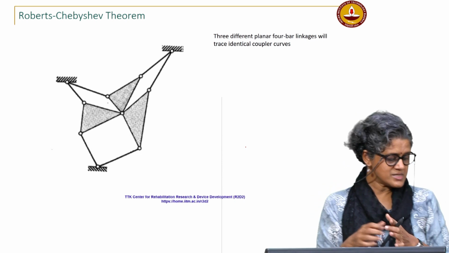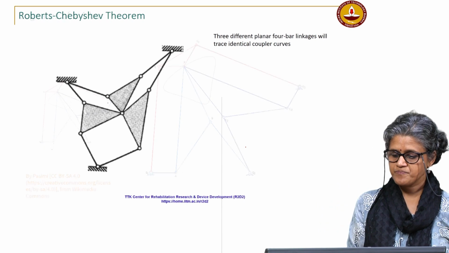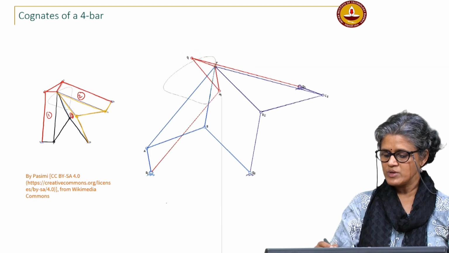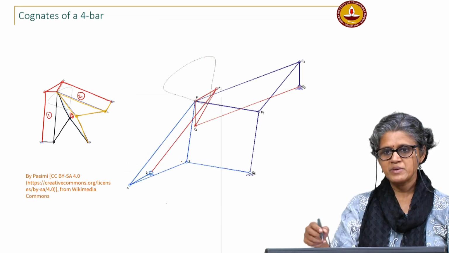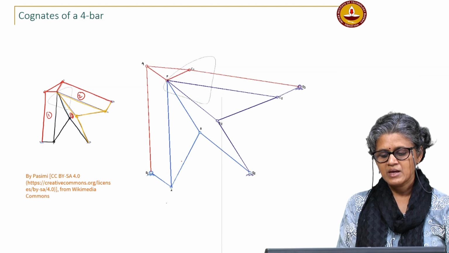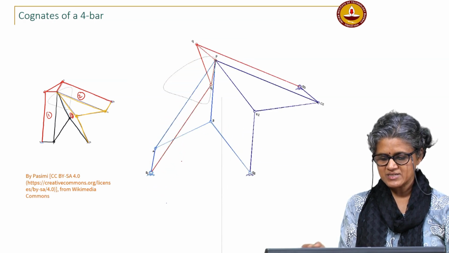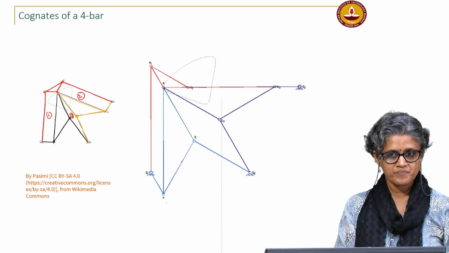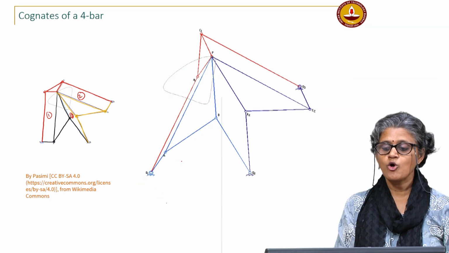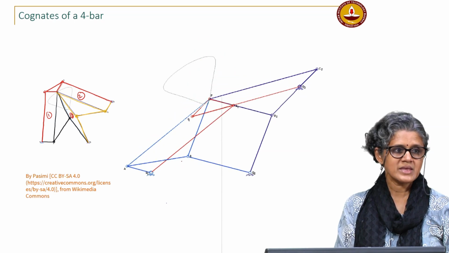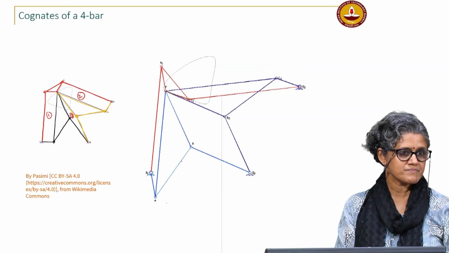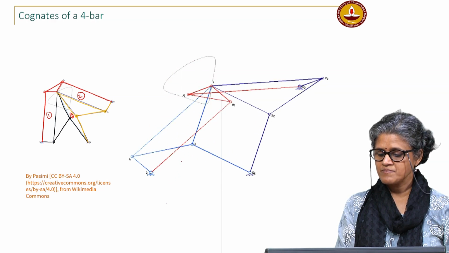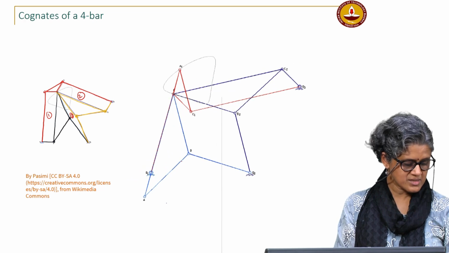So, that is what this shows. I can have the red linkage. If I just have the blue linkage for instance, that point P is going to trace that coupler curve. Now, with a special construction I can determine the red and the purple linkages that will also generate that same coupler curve. So, that is the Roberts-Chebyshev theorem.